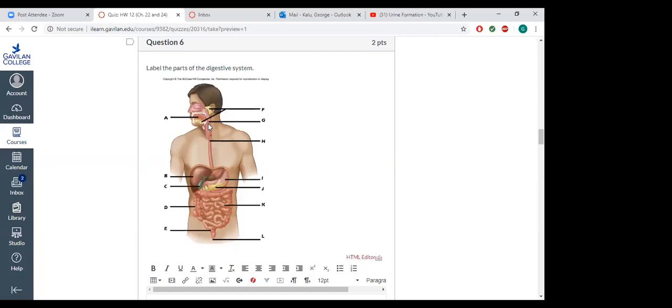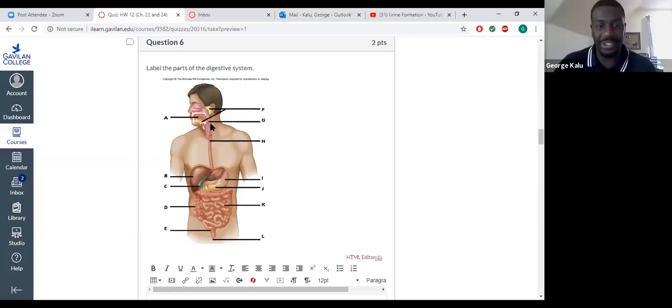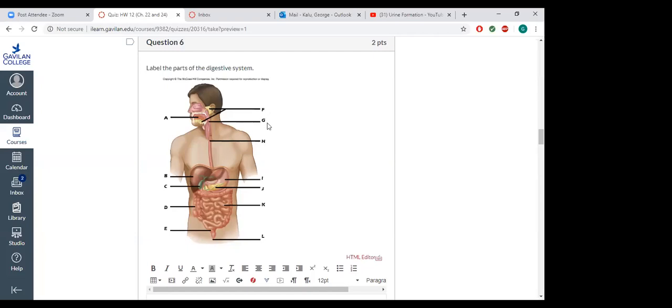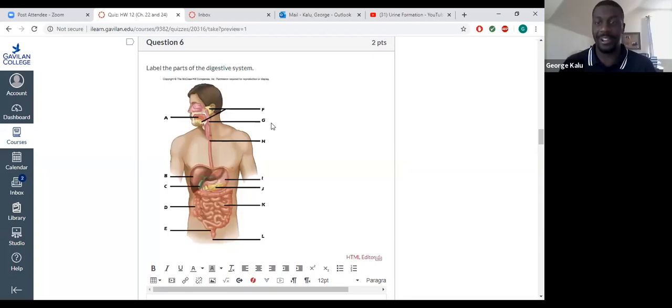All right, then we get to G. So what is G pointing to here? The pharynx. Yes, right. So G is the pharynx. That's going to be the place where swallowing is first going to occur.